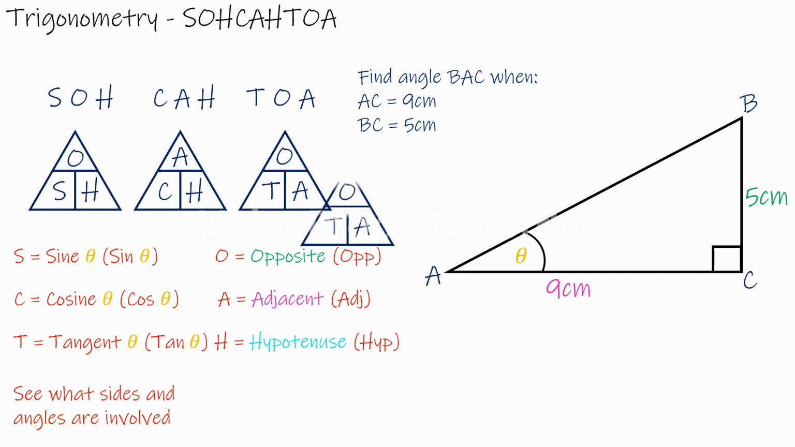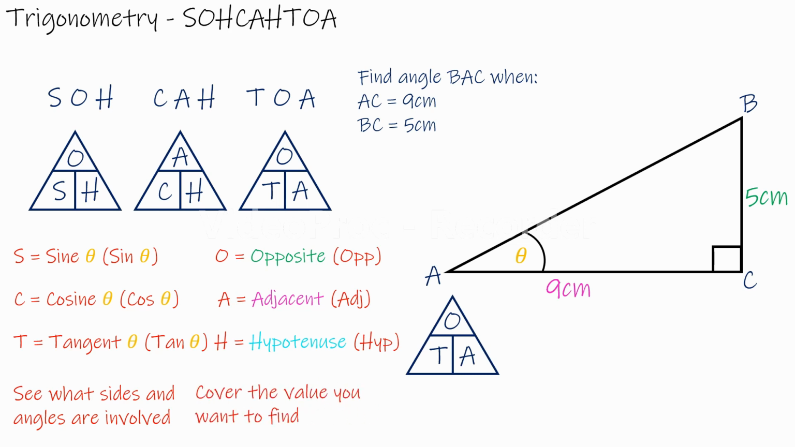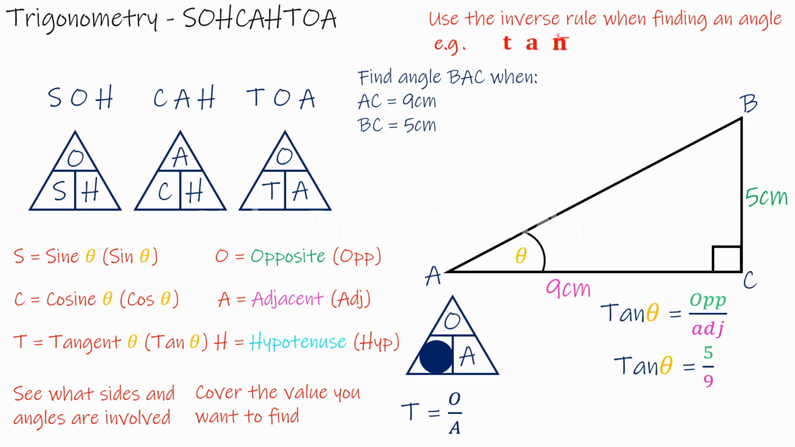This allows us to now pick a formula triangle, which is going to be the TOA triangle, as we are given the opposite and adjacent. Once again, we need to cover the value we wish to find, which is going to be tan theta in this case. This means that T equals O over A, or tan theta equals opposite over adjacent. Substituting in our values, we get tan theta equaling 5 over 9, which means using the inverse rule for finding an angle, theta equals tan to the power of minus 1, brackets 5 over 9, close brackets. Putting this in a calculator, we get theta as 29.05 to 2 decimal places.